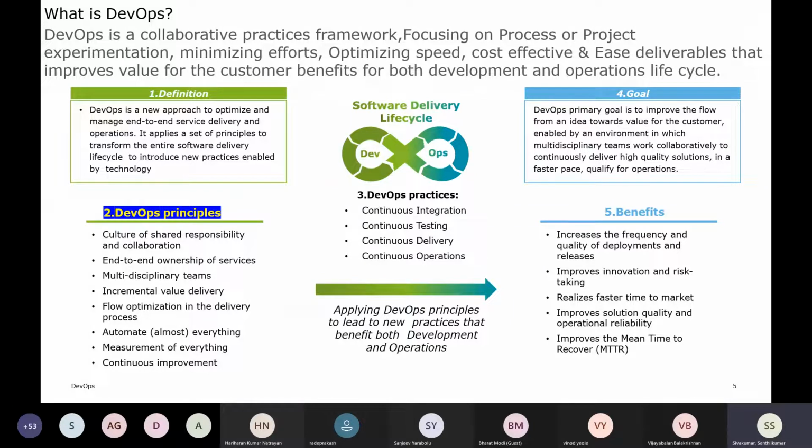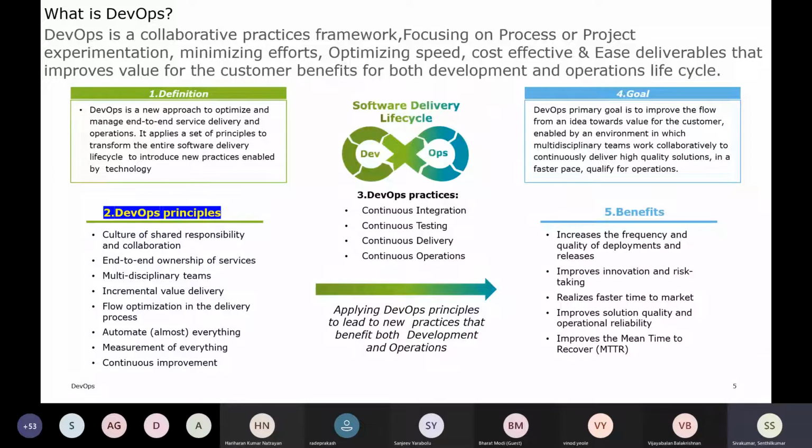What it means is, you have a lot of things running in your project. Whether you are not sure about this framework, whether you can improve it in this area, or whether you want to experiment in this particular area to improve the quality of time or reduce the human effort, then this framework is mainly adoptable for doing such things. So generally, if someone asks what is DevOps: DevOps is a collaborative practice framework focusing on process or project experimentation, minimizing efforts, optimizing the speed of deliverables, cost effective and easy deliverables that improve the value for the customer benefit for both the development and operational lifecycle.